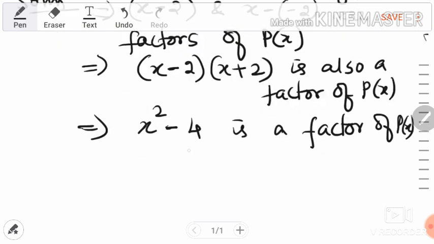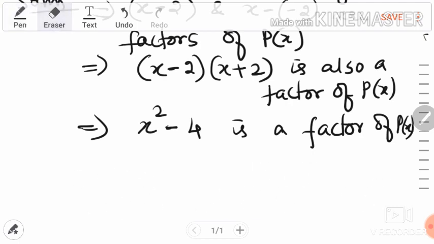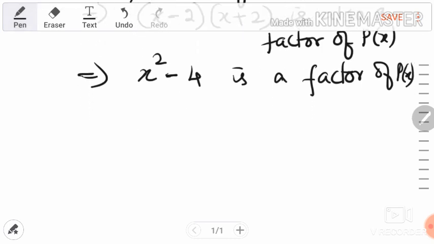Let's take simple numbers to understand this. 3 is a factor of 15. So we divide 15 by 3, the remainder will be 0 and the quotient is 5, and the quotient 5 is also a factor of 15. So 3 and 5 are the factors of 15. The same logic we use over here. So we will find out the other factor by dividing the given polynomial by x square minus 4.